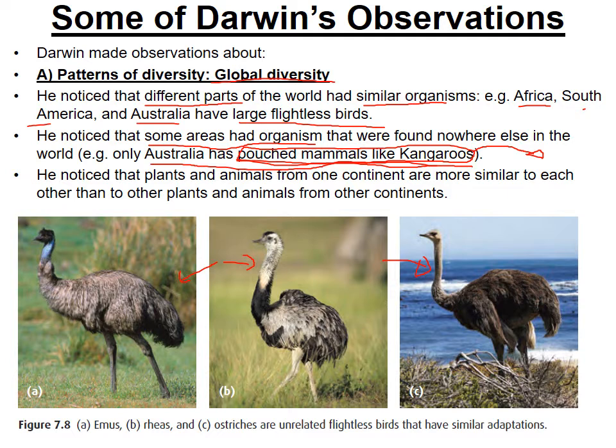He also noticed something interesting, that when he went from one continent to another, plants and animals from the same continent were more similar to each other than plants and animals from a different continent. So if you were on the same continent, you were more similar to each other than something on a different continent, which was kind of interesting. So those were things he was noticing. There were some similarities, but there were differences based on being on different continents.